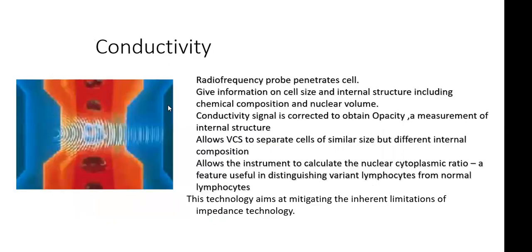Next came the conductivity. The principle used here was that whenever radio frequency waves are made to pass through a cell, those waves will enter the cell membrane, pass through the cytoplasm and the nucleus, and exit. Since impedance was measuring only the size of the cell from outside, the conductivity radio frequency waves went inside the cell to identify it. So radio frequency was able to penetrate, and not only the size of the cell was more specific, but also the internal structure and the chemical composition of the cell was appreciated. And on this basis, the WBC count was differentiated.